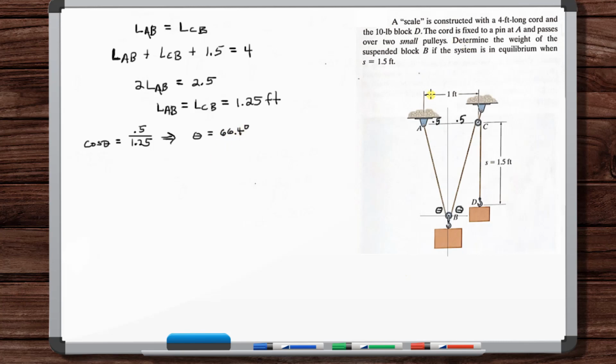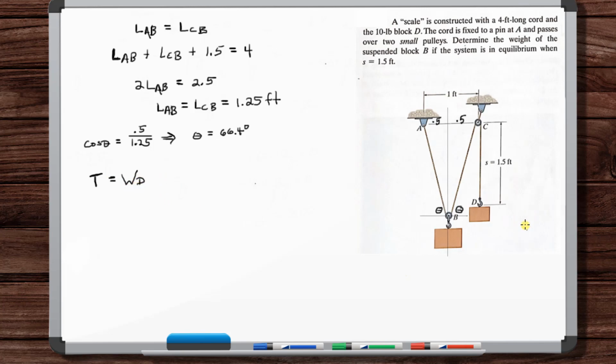Okay, so one of the keys to this problem is recognizing that this block is going to be resting in the middle here, that this is going to be symmetric. Okay, so what else do we know? Well, we know the weight of this block. So because of that, we know the tension in the cord. But this is the same cord, so if we know the tension here, we know the tension in the entire cord. So the tension in the cord, T, we know is equal to the weight of D, right?